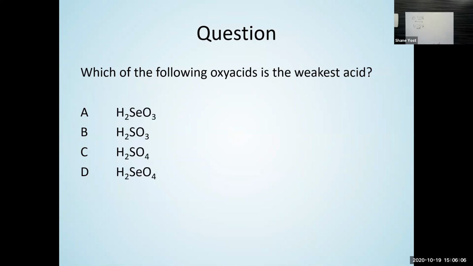Okay, so if they were asking to list them, would you put electronegativity or number of oxygens first? Yeah, as I was doing that, I was realizing there's not a great way to know for sure. So I kind of stuck with it.